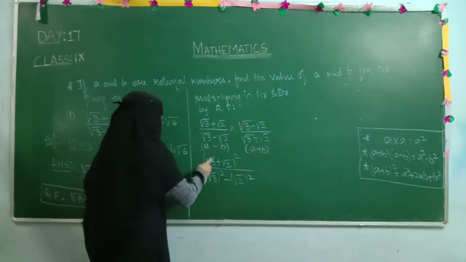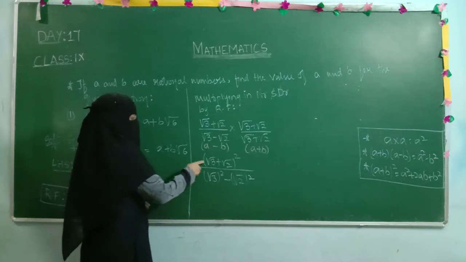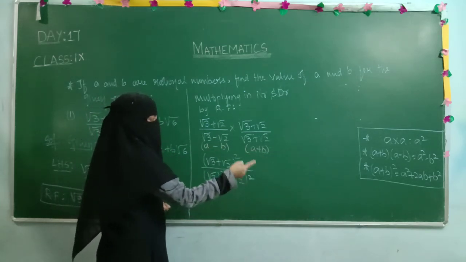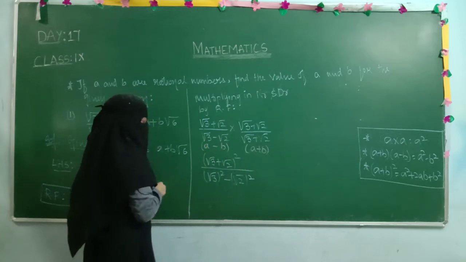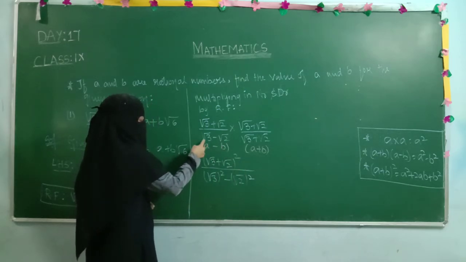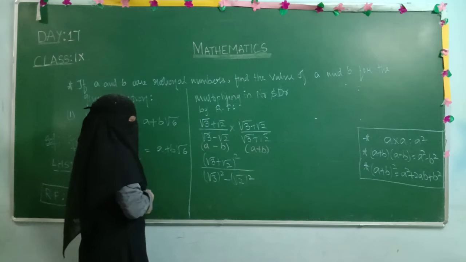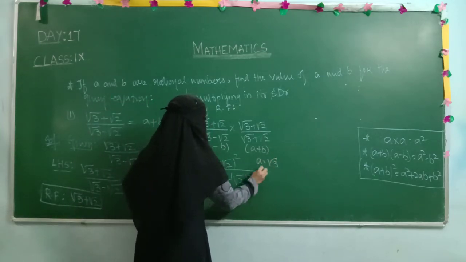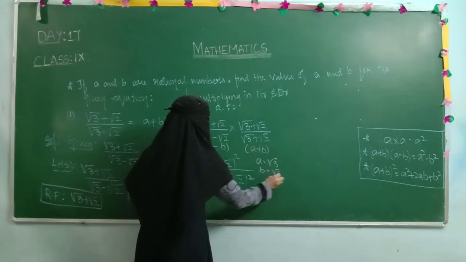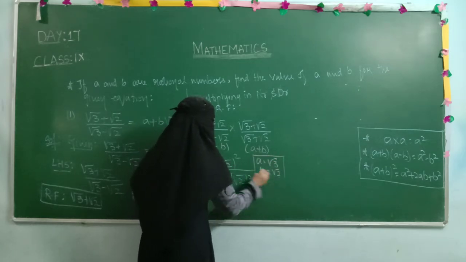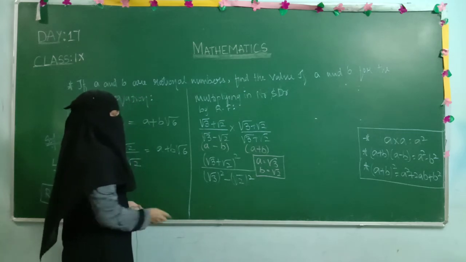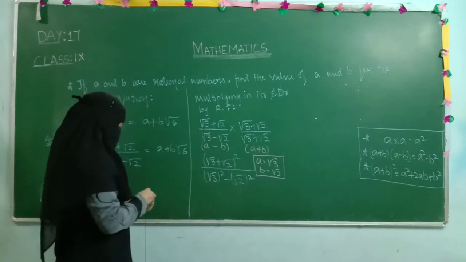So when we have a plus b whole square, which I have written over there, we need to convert it into a square plus 2ab plus b square. So what is the value of a? By comparing, we got it here. A is equal to root 3 and b is equal to root 2. A and b we have got from the equation. Now we need to substitute the a and b values.